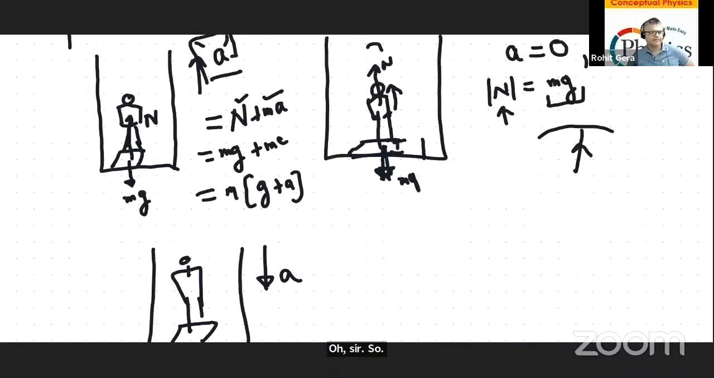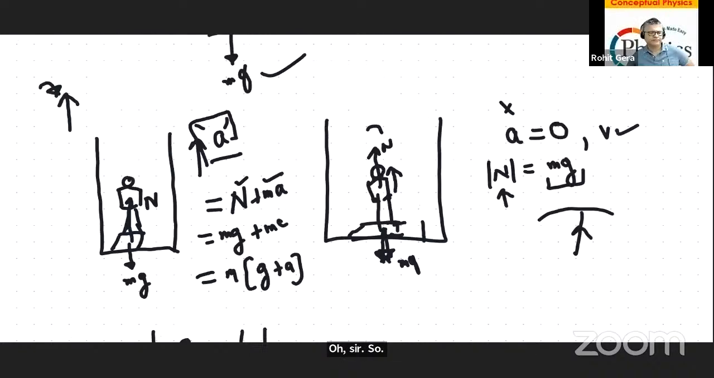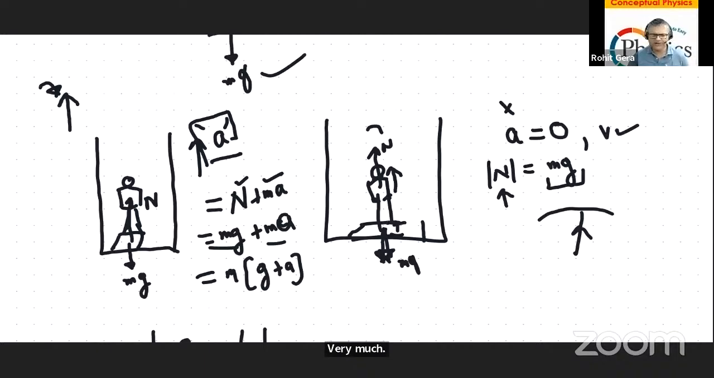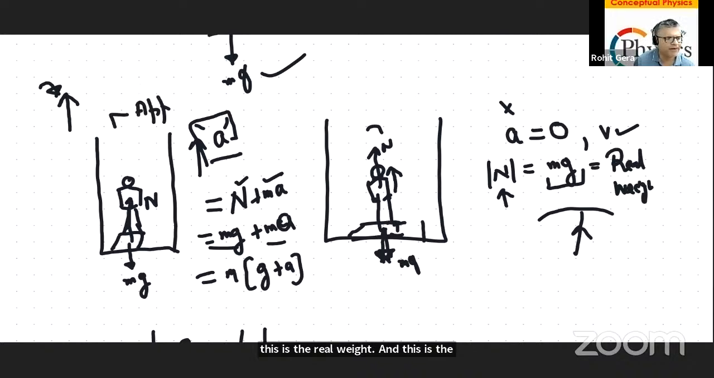Yes, very much. We are talking about apparent weight of the man. So this is the real weight and this is the apparent weight. Apparent, it appears to the world, but it is not the true weight.